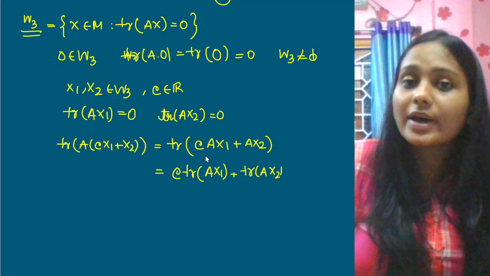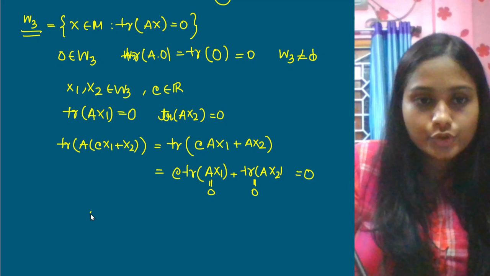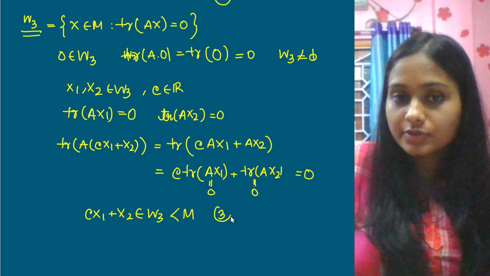So, this one is 0 and this one is 0. So, this whole is 0. So, Cx1 plus x2 belongs to W3. So, again W3 is a subspace of M. So, option 3 is also the correct option. Let us now see what is option 4.